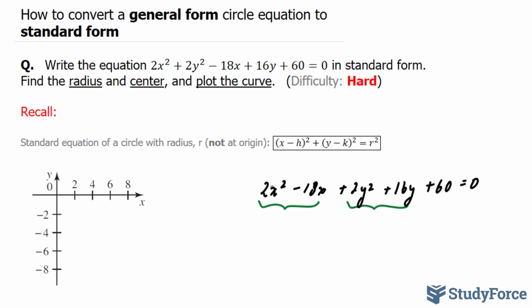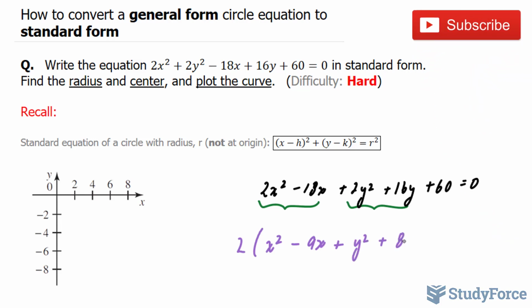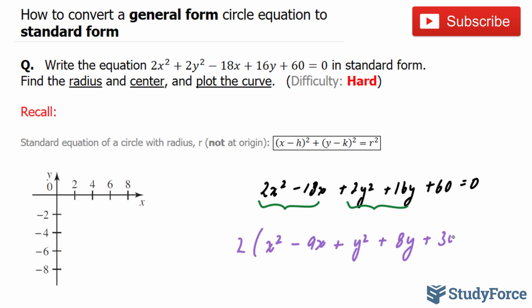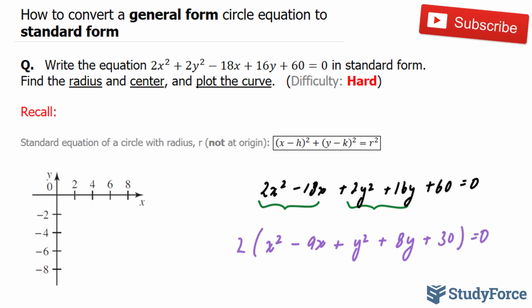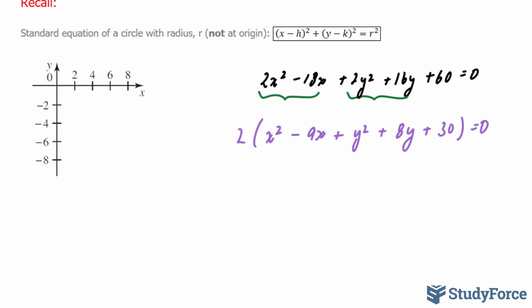But before we even do that, you'll notice that all 5 of these terms have a 2 in common. So let's pull out a 2, or factor out a 2 from all of these terms. If I do that, I should end up with x squared minus 9x plus y squared plus 8y plus 30. The reason why I'm factoring this out is because it makes it a lot easier to complete the square without a leading coefficient.